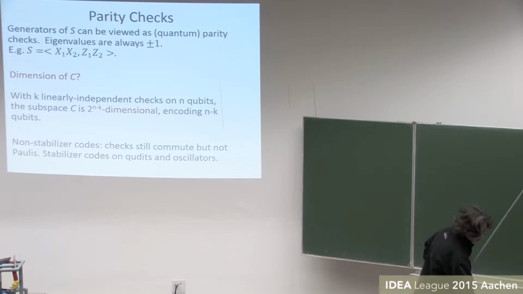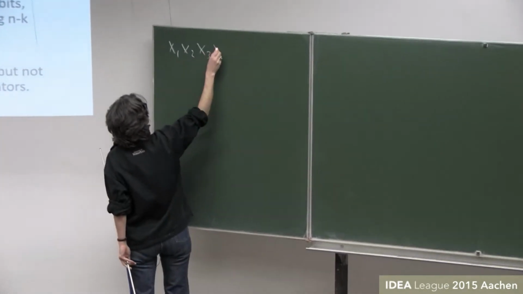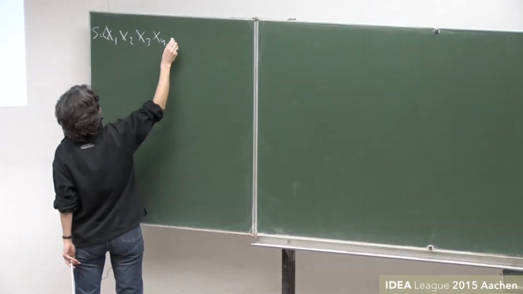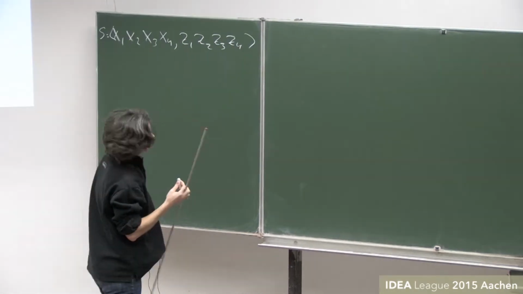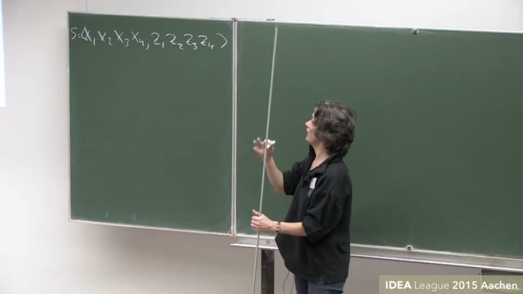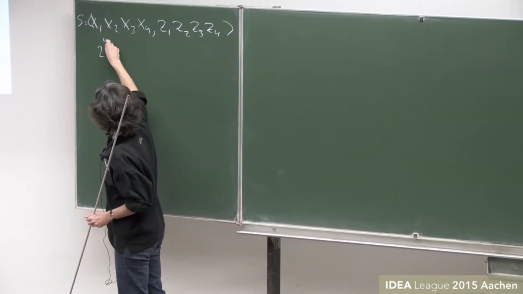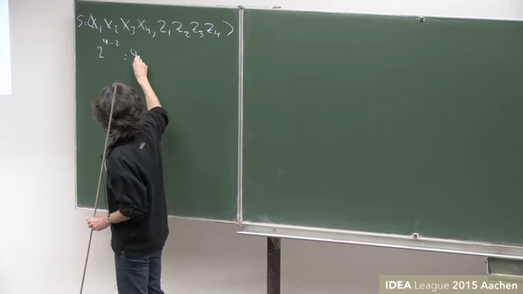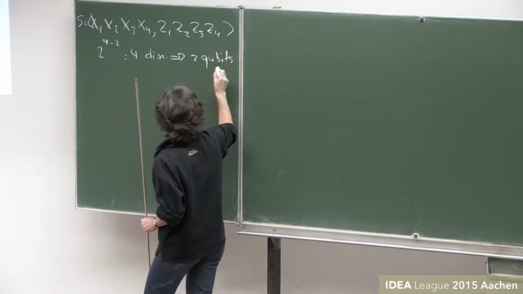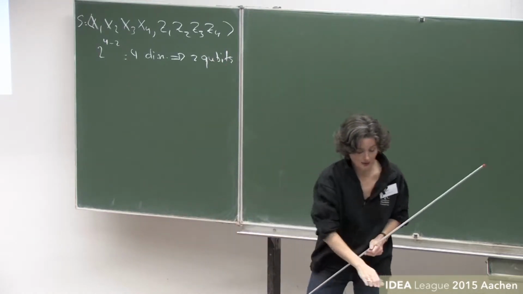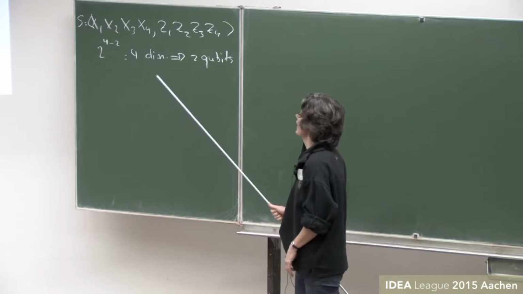So, for example, we'll talk about this code. So the 4-qubit code. Okay, so now with that formula, we could calculate what the dimension is of the code space here. Right? So I have 4 qubits, so that's 2 to the 4 minus 2, so it's 4-dimensional. So 2 qubits. And so the +1 eigenspace specifies a 4-dimensional subspace, and so encodes 2 qubits.